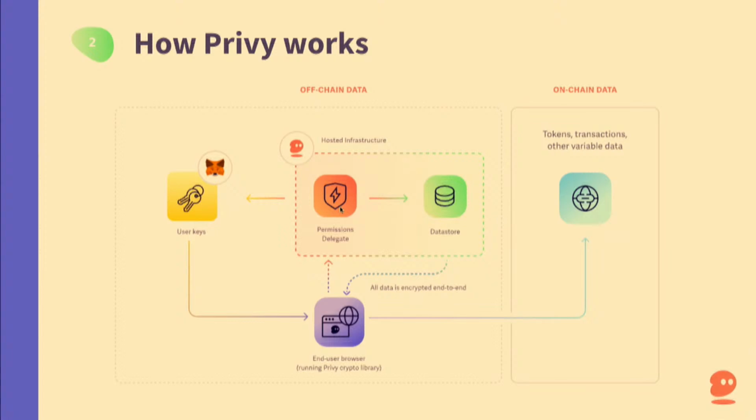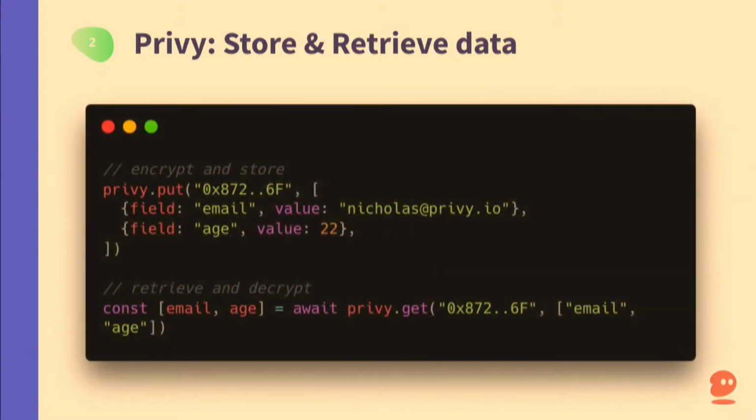So how do you do that? What does it actually look like? This is really, if you're going to remember one thing from this talk, remember this slide. This is the thing that's super powerful that Privy does. It has two calls, Privy put and Privy get. In this example, I have a user ID, which is 0x872, and I'm not going to read it all. In the first 4 lines, I'm saving 2 fields, email and age, and I'm saving them to the data store. And then on the second, I'm just retrieving them.